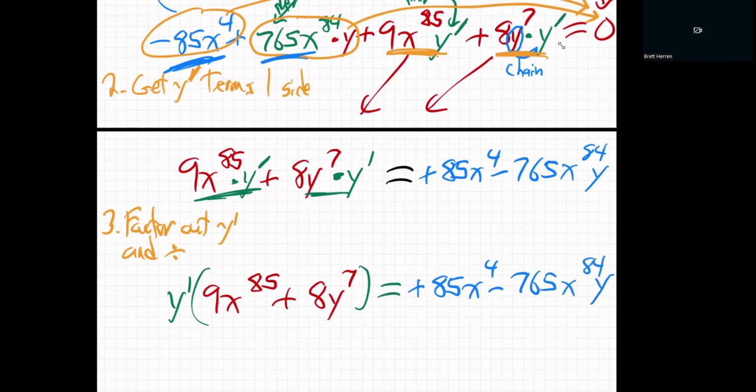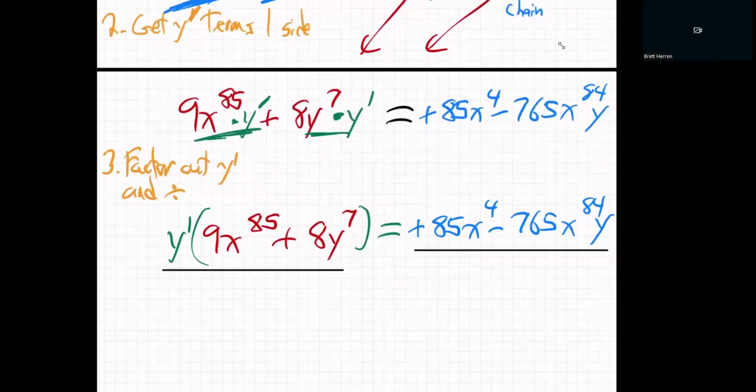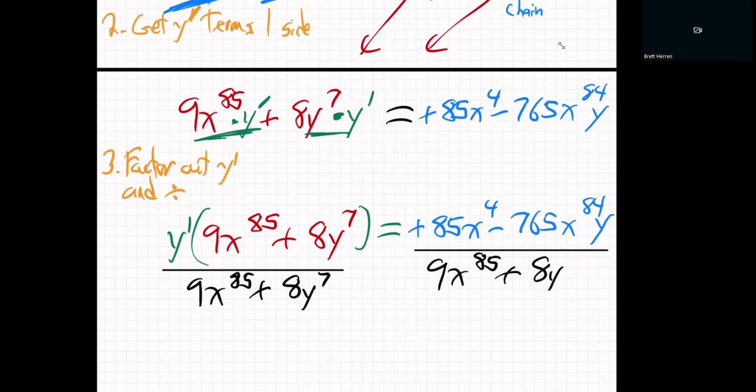And the last step is to divide. The last step is getting y prime alone. So I'm going to divide by 9x to the 85th plus 8y to the 7th. We're doing it to one side, so we do the same thing to the other. Boom, boom. Okay, so y prime's alone.